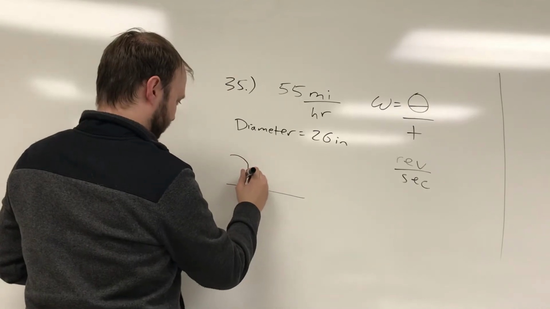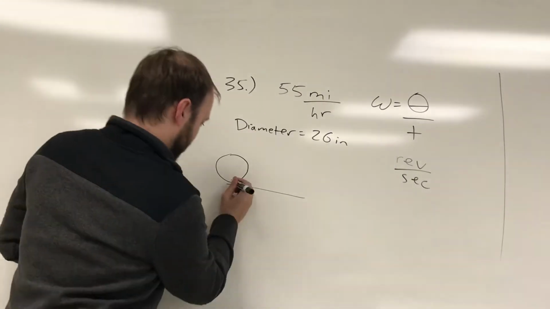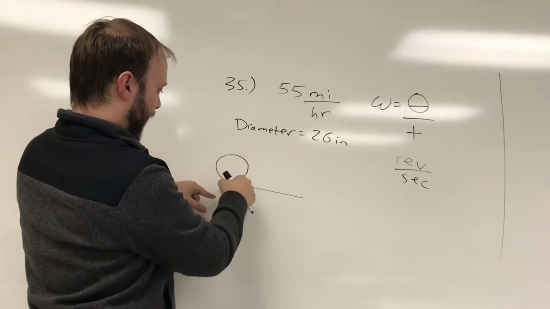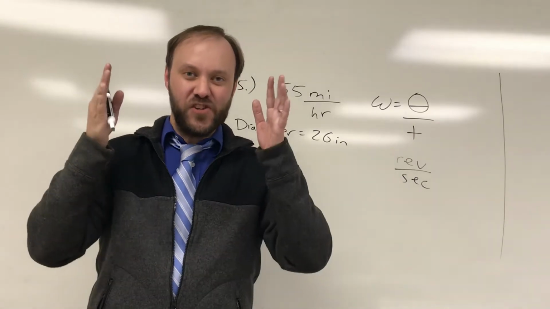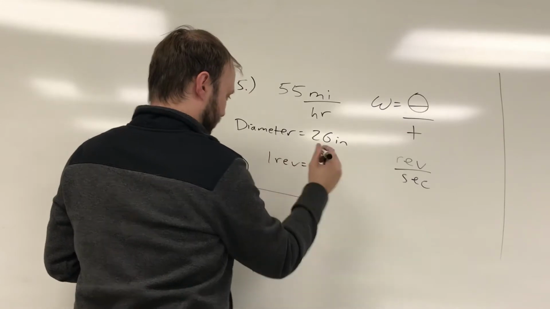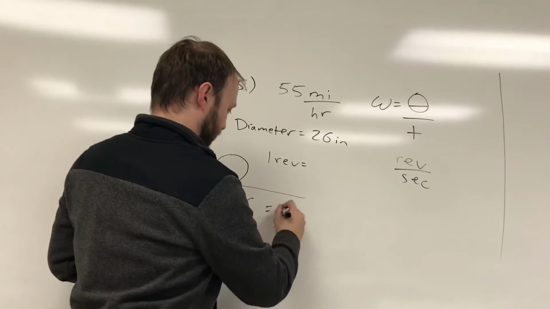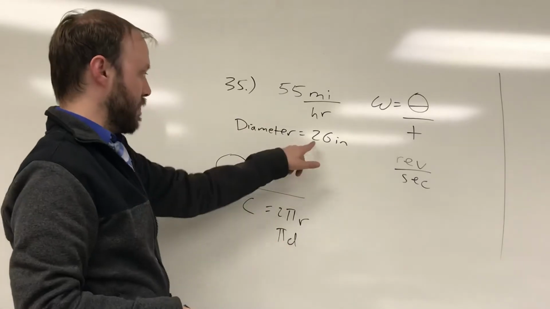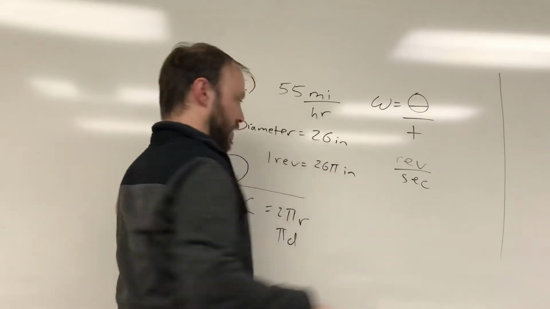So if I have a tire sitting here and the diameter is 26 inches, if my tire rolls and this goes all the way around, notice one revolution of the tire should take it the distance of its circumference. So one revolution is going to be equal to one circumference. Remember, the circumference of a circle is 2 pi r, or pi times the diameter. And in this case, we were given the diameter. So one revolution is going to be 26 pi inches.